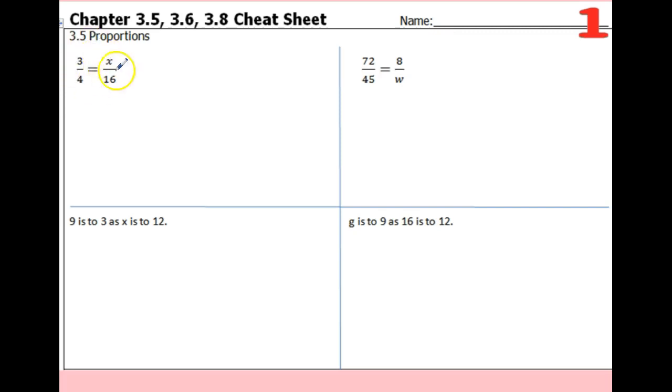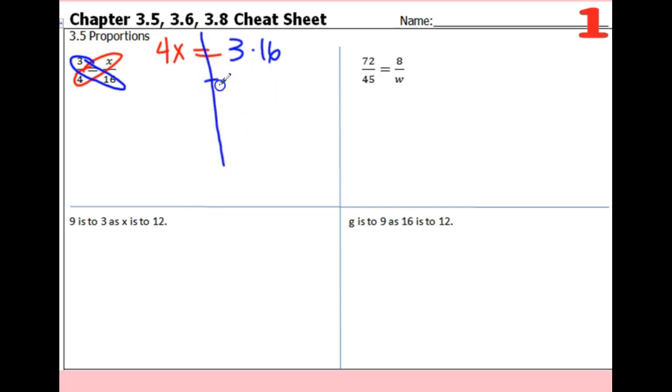So first, we solved proportions that were already set up for us by cross multiplying. We're going to set one cross equal to the other cross. So for example, 4 times x is just 4x. Set that equal to the other cross, which is 3 times 16.